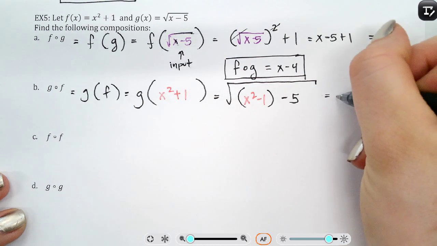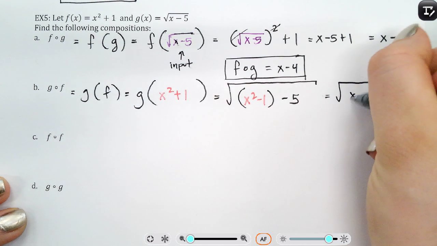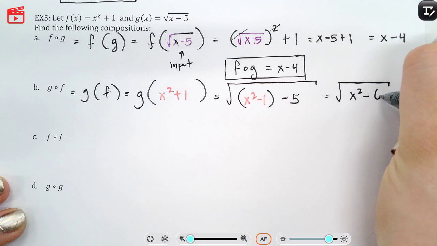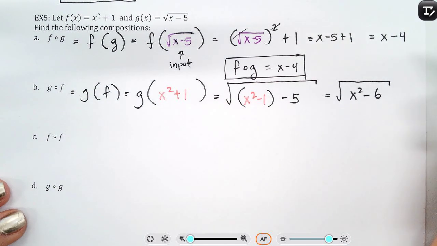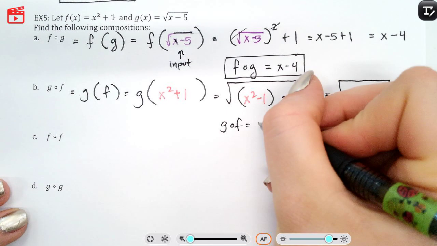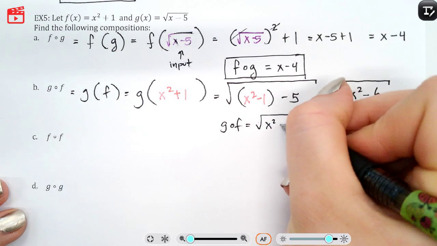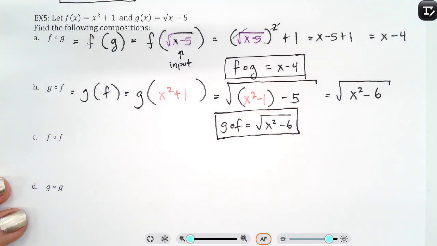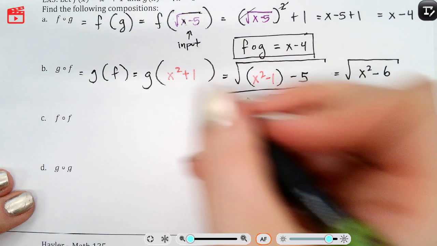And that's going to equal the square root of x squared minus 6, which we can't actually simplify because that is not a perfect square number. So we're left with that. So g of f equals square root x squared minus 6. Next one.